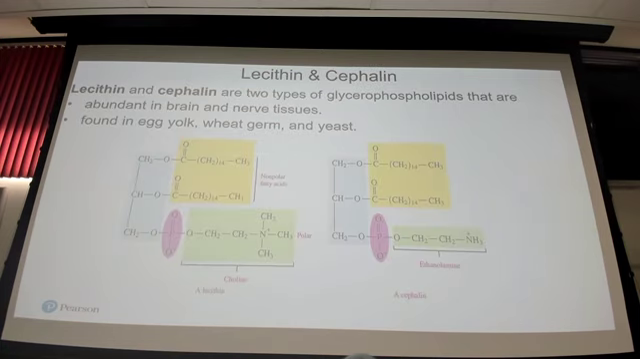So lecithin and cephalin are 2 specific types of glycerol phospholipids that are found in the central nervous system, and they're also found in foods we eat, such as wheat and cereal. Lecithin contains the glycerol backbone, 2 fatty acids, the phosphate group, and choline. Cephalin contains the glycerol backbone, 2 fatty acids, the phosphate group, and ethanolamine. Any questions?